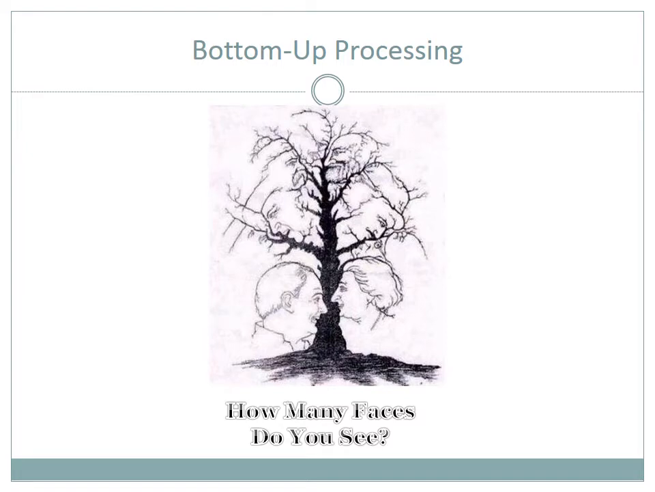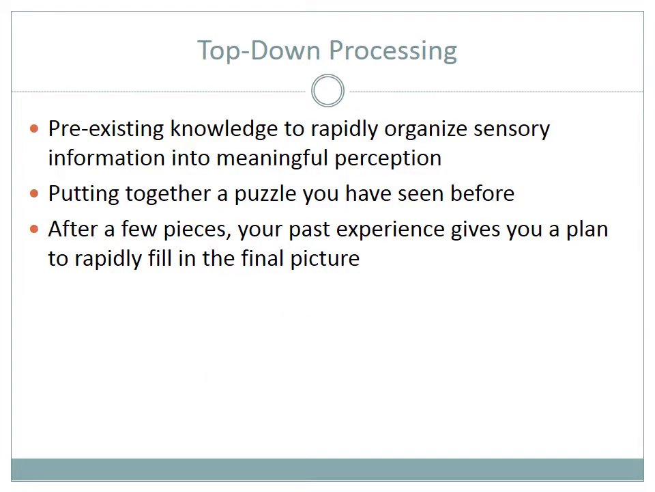Okay, the opposite of bottom-up processing is top-down processing. This is using pre-existing knowledge to rapidly organize sensory information into meaningful perceptions, like putting together a puzzle you've seen before. After a few pieces, your past experience gives you a plan to rapidly fill in the final picture. So top-down processing is knowing what you're doing. You're doing something different, but you've done it before, so you have the same general idea where this is going. That's kind of the opposite of bottom-up processing.